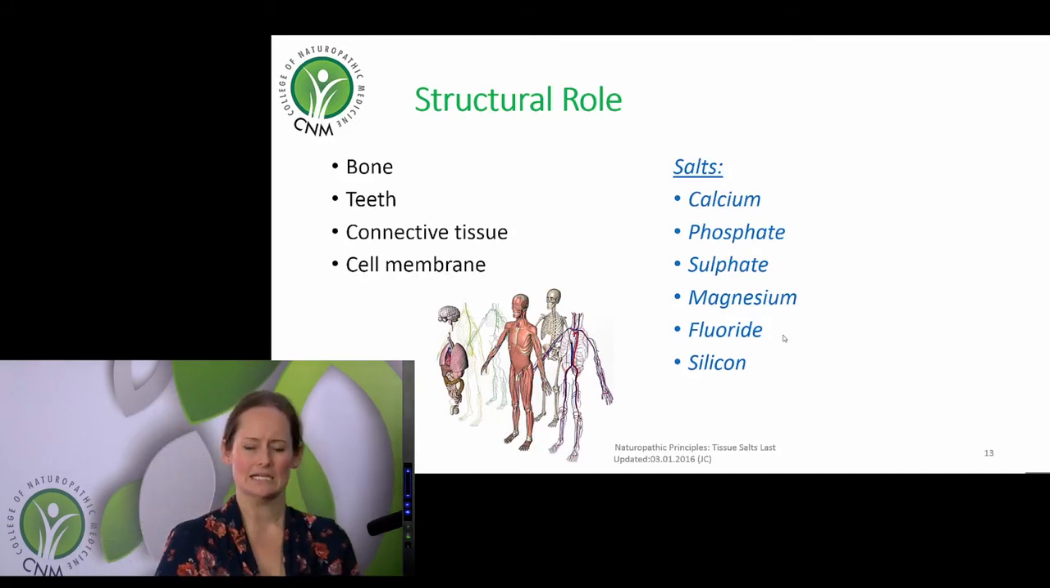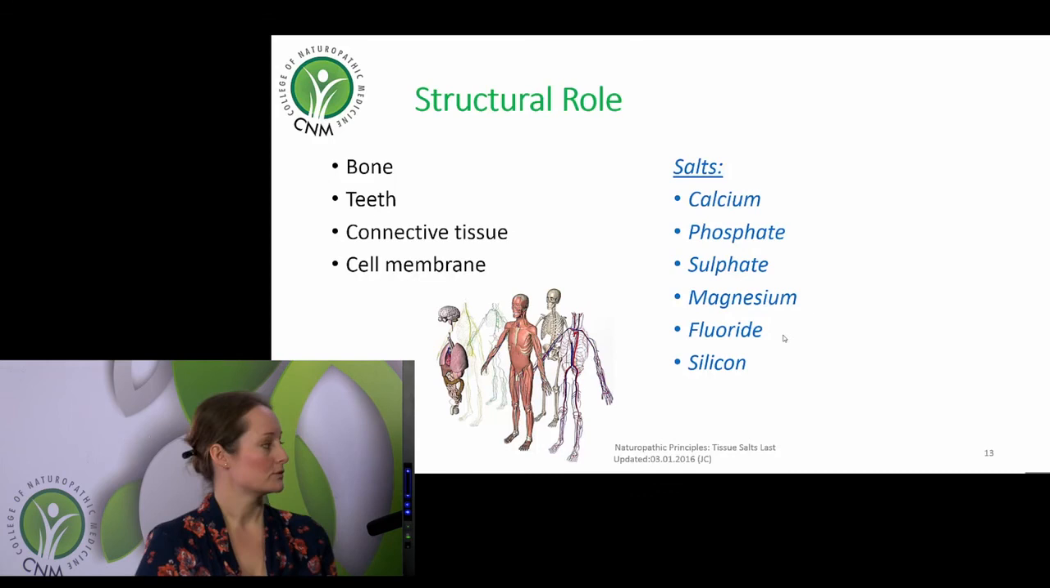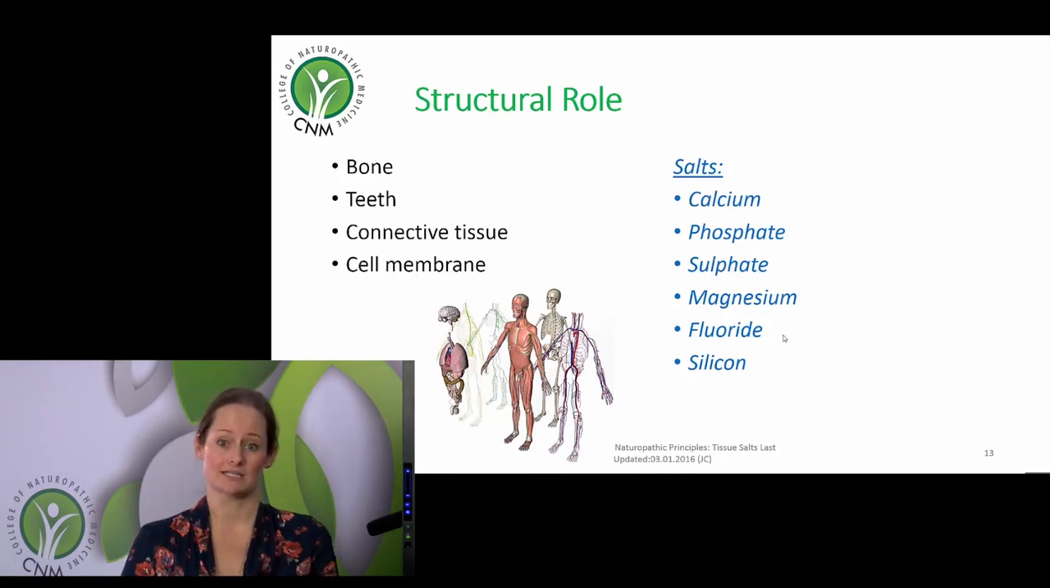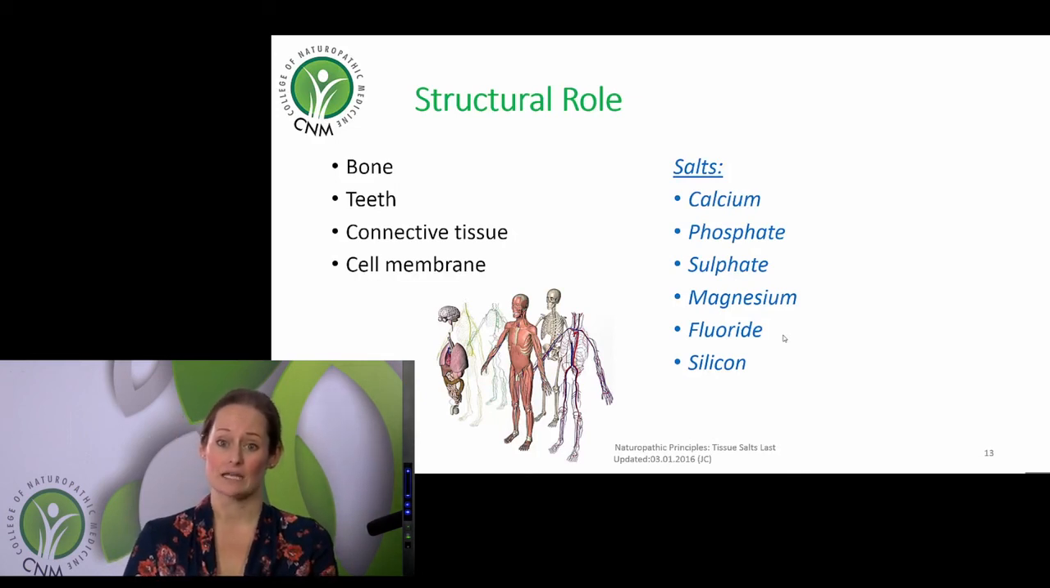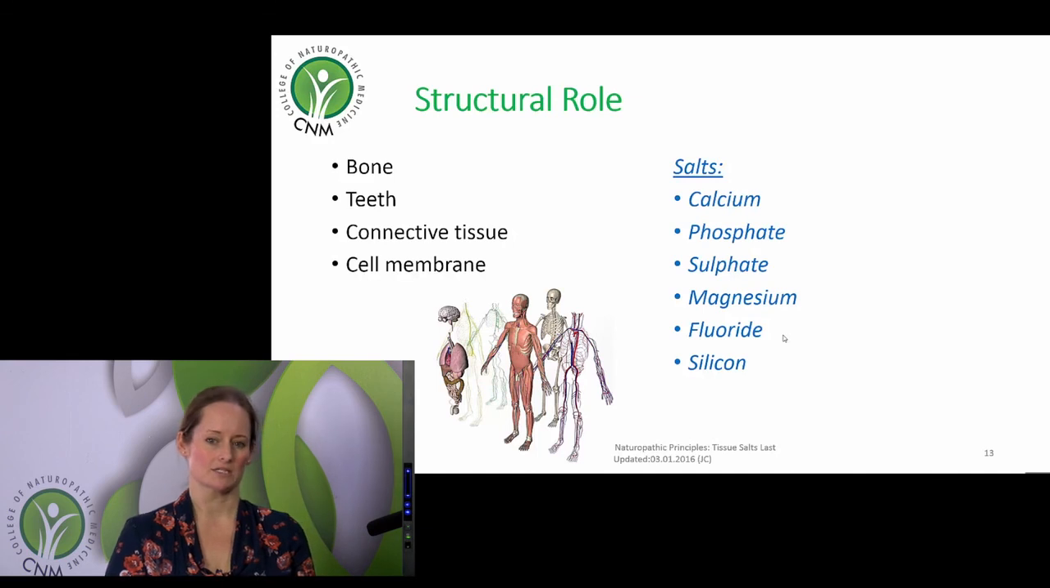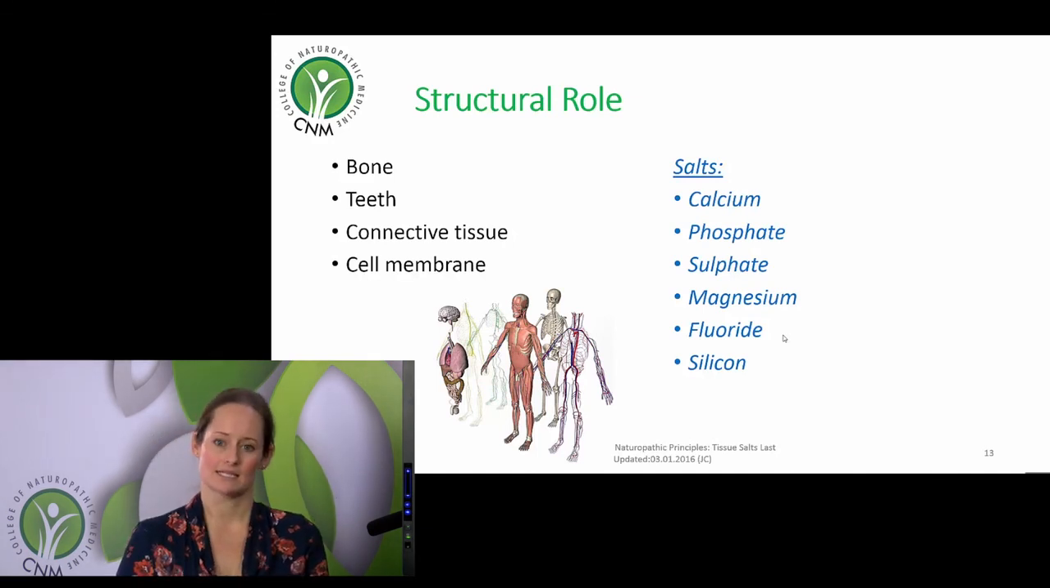And then lastly, silicon or silica. We'll refer to it as a tissue salt as silica, but silicon again is also fundamental to structural integrity. It's very good for hair, skin and nails, and we'll see that a little bit later too. When we look at hair, skin and nails, silica is probably one of the most important tissue salts.